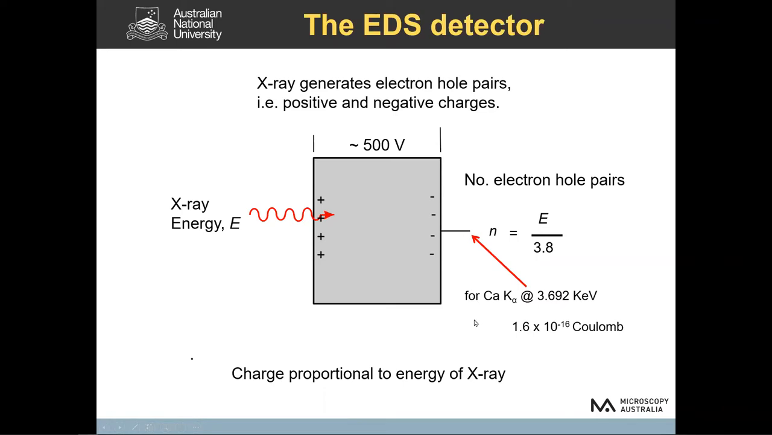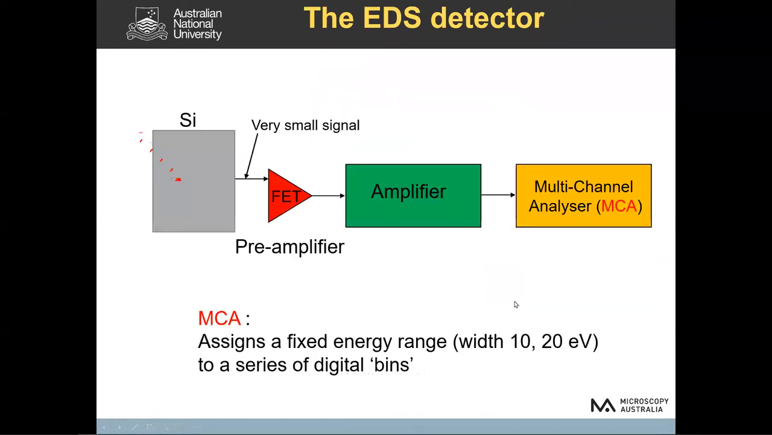Since this electrical charge is so small, there are a few components that we need to process that signal. We have a preamplifier mounted very close to that crystal, which does the initial detection so that little or no signal is lost. That signal, once it has gone through the preamplifier, is amplified further and it is then passed on to a multi-channel analyzer. What that does is it assigns a fixed energy range.